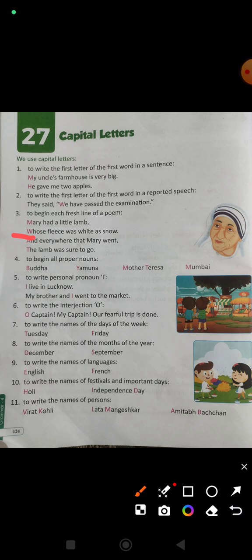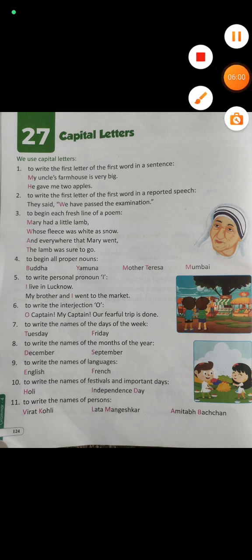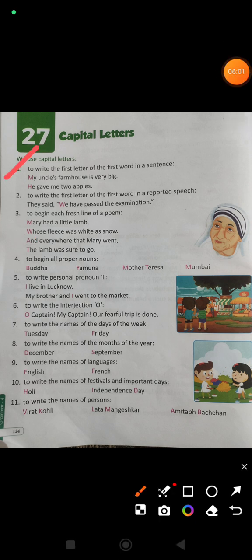So always begin each fresh line of a poem with a capital letter. So that was the third rule. First one was to write the first letter of the first word in a sentence capital. Then the second rule is to write the first letter of the first word in a reported speech. Third is to begin each fresh line of a poem. Okay, now next number 4.